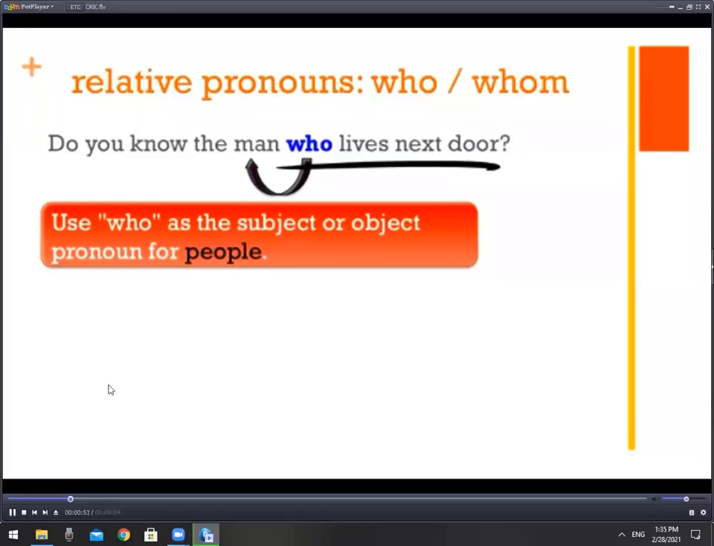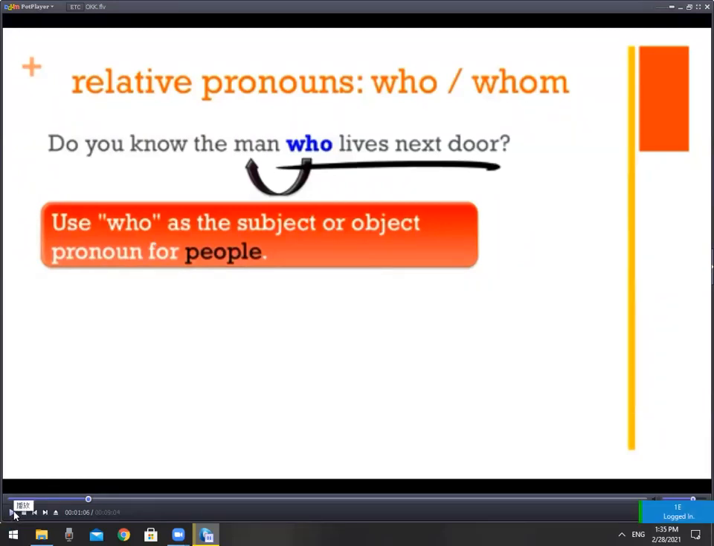Relative pronoun who is used as the subject or object pronoun for people. In this case, the man is a person, and who is the subject pronoun because lives, the verb, comes right behind the subject. So here is who as a subject or object pronoun for people, okay? I just want to add something: who equals that, but we prefer to use who with people. Keep in mind that point.